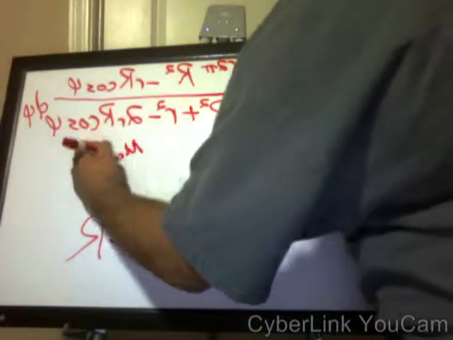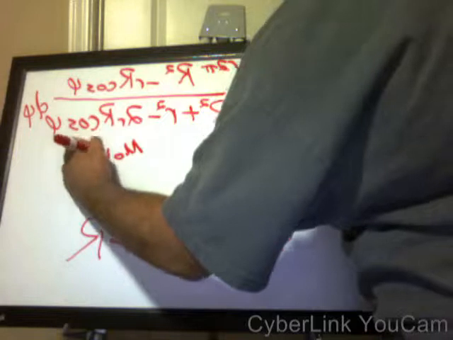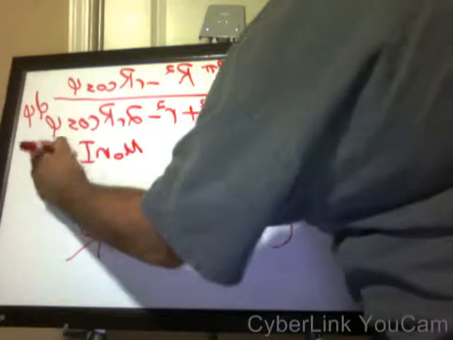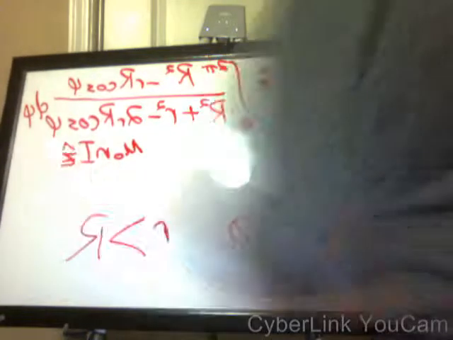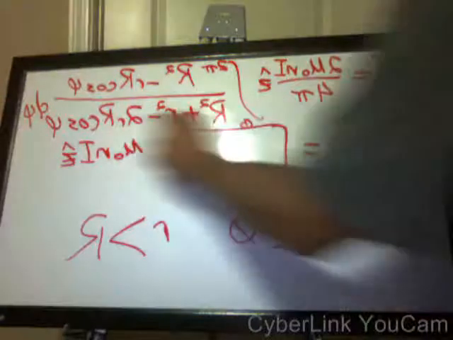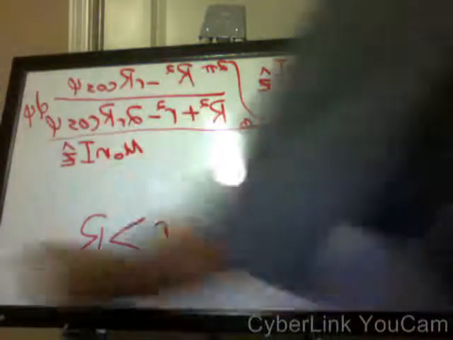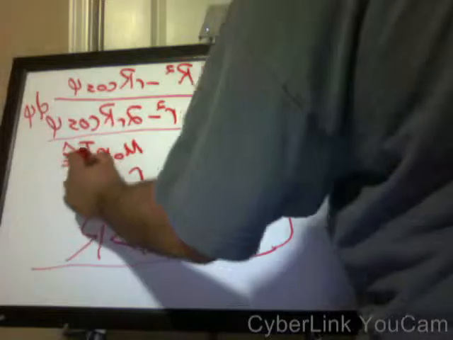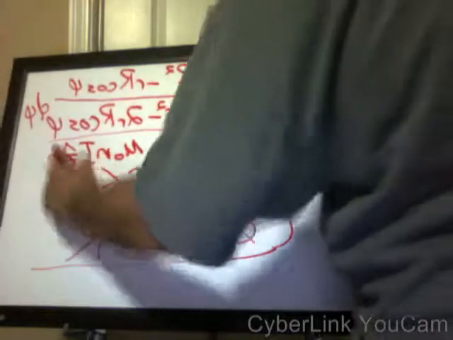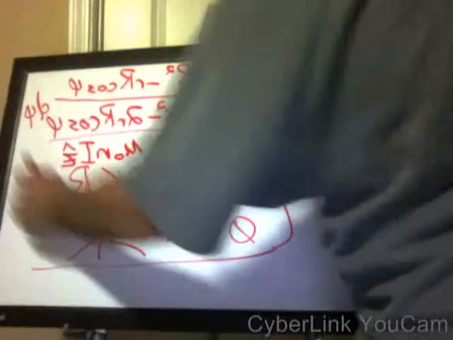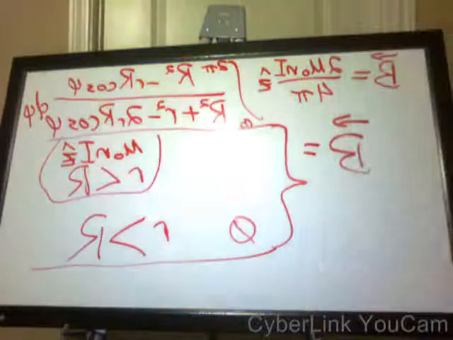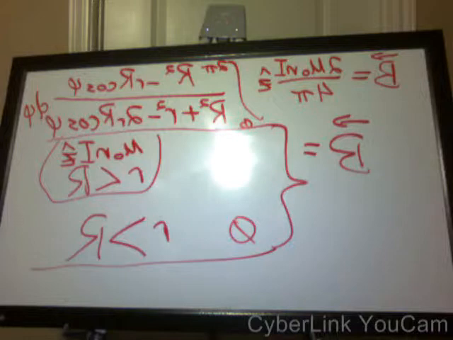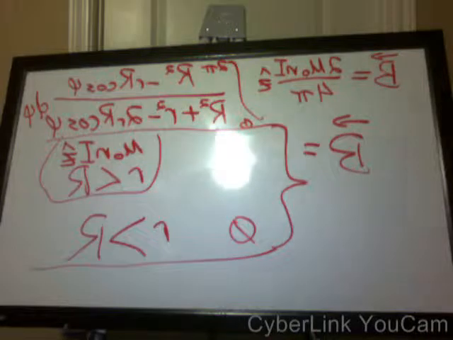This will be mu naught turns current unit vector z. Okay, so this is for little r less than big R. This one right here. Okay. That should clear things up.